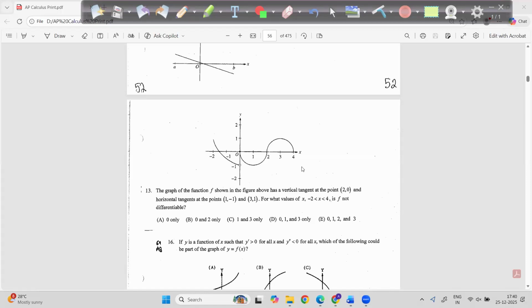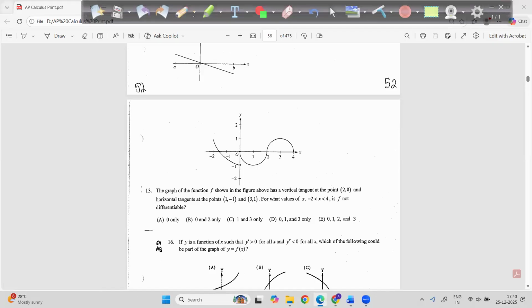Yes, Sushant, what is the answer? Ramcharan, what is the answer? Sir, I think the first option, only 0. Only 0, Sushant thinks. Ramcharan, what is your answer? B, sir. So the answer is B. B for Bangalore should be the answer.